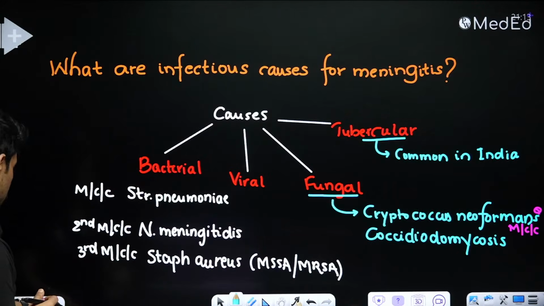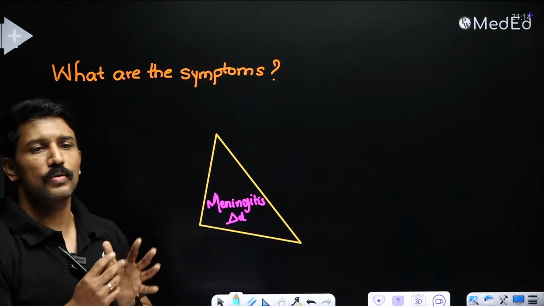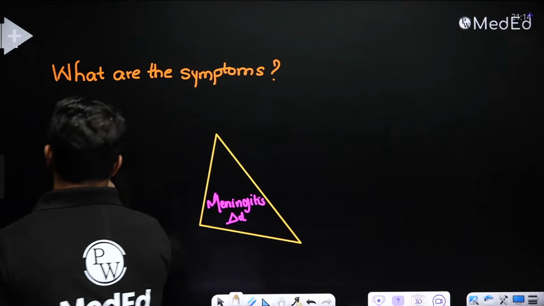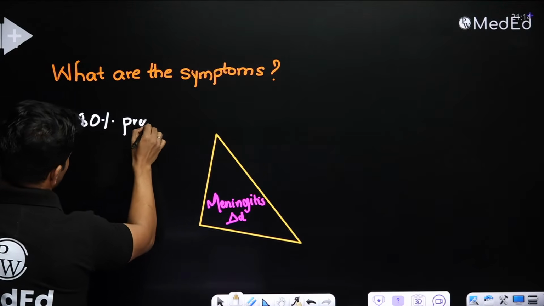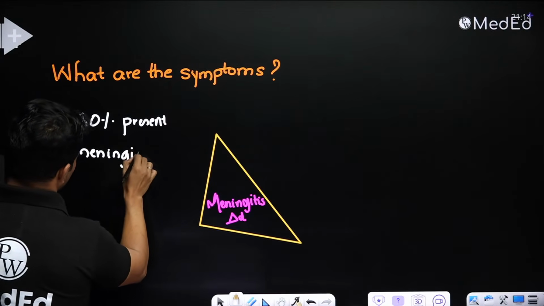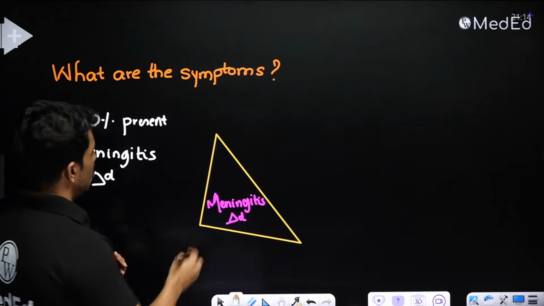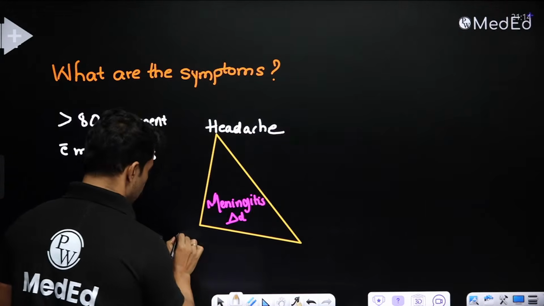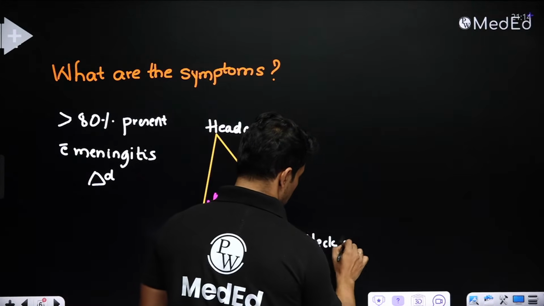Now, all these patients, be it bacterial, viral, fungal or tubercular, what symptoms do they bring to hospital? How do they present? More than 80% of the patients of meningitis present with what is called the meningitis triad. So it's not very difficult to suspect meningitis. It's pretty easy. What comes under this meningitis triad? The common symptoms that bring them to the hospital are headache, fever, and nuchal rigidity or neck stiffness.